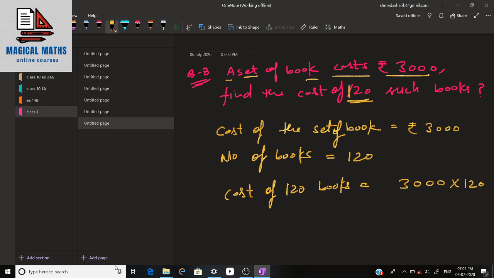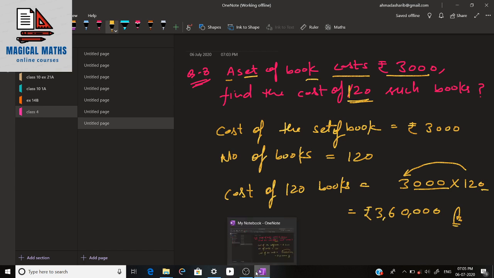3000 into 120, students. So 12, just multiply 12 to 3, 36, okay. 12 threes are 36, and these 3 zeros and this 0, you just place 4 zeros after 36. So your answer is 3,60,000 rupees. This is your answer, students. I hope that this exercise is clear to everyone.